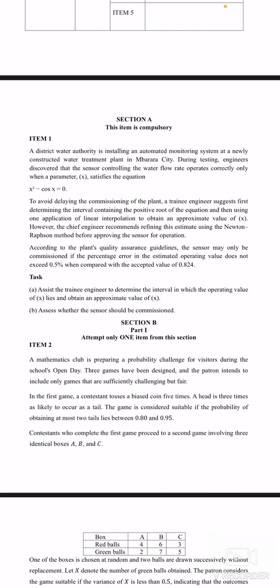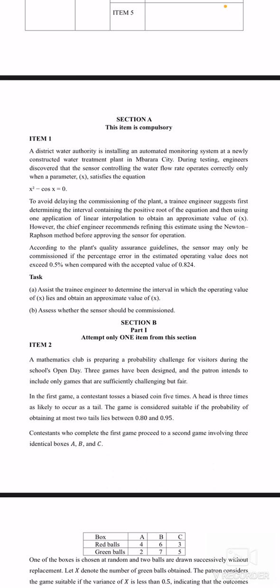Now, before breaking down this item part by part for you, allow me to read it. The question says, item 1: a district water authority is installing an automated monitoring system at a newly constructed water treatment plant in Mbarara City. During testing, engineers discovered that the sensor controlling the water flow rate operates correctly only when parameter x satisfies the equation x squared minus cos x equals 0.